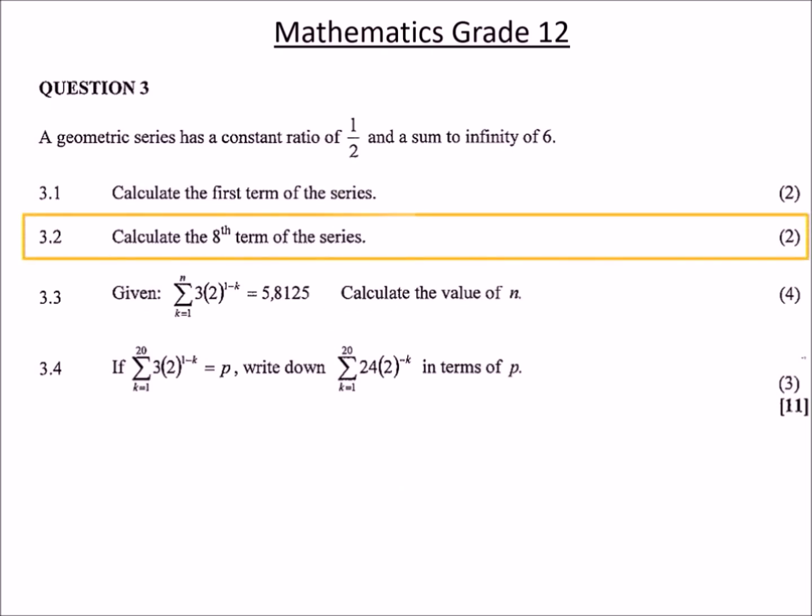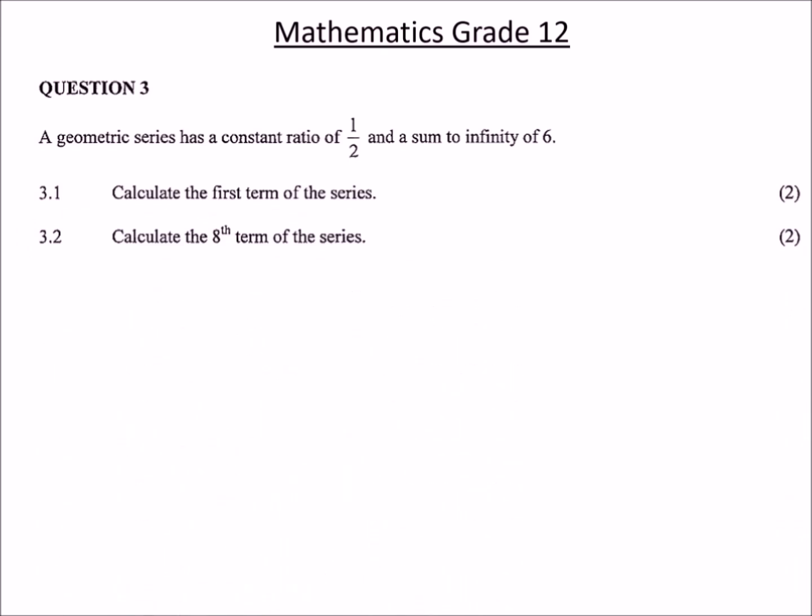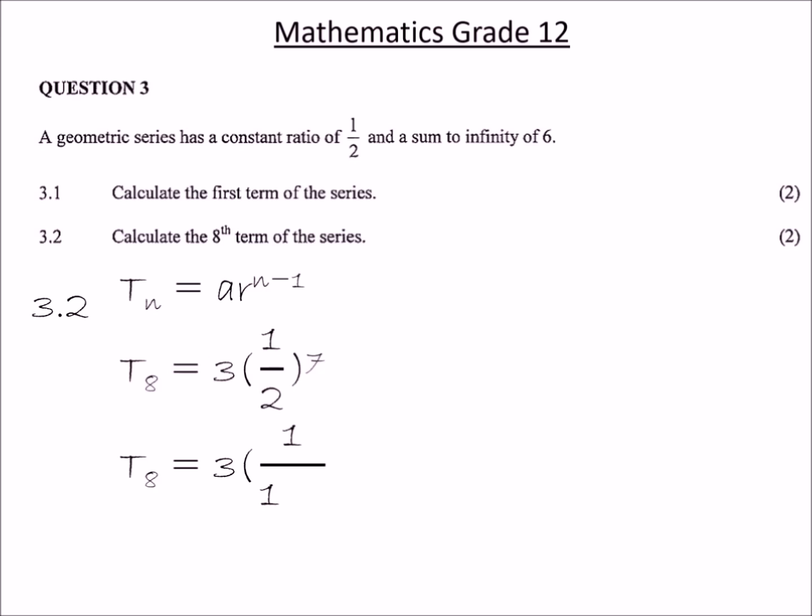Now, 3.2. Calculate the eighth term of the series. To calculate the eighth term of the series, we will use this formula. Tn is equal to ar to the power n minus 1. n is equal to 8, a is equal to 3, and the constant ratio is equal to half. 1 over 2 to the power 7 will give us 1 over 128. Therefore, our eighth term is 3 over 128.